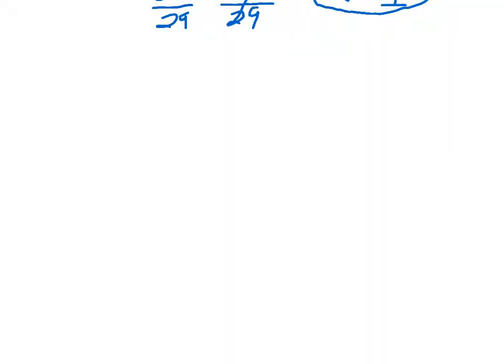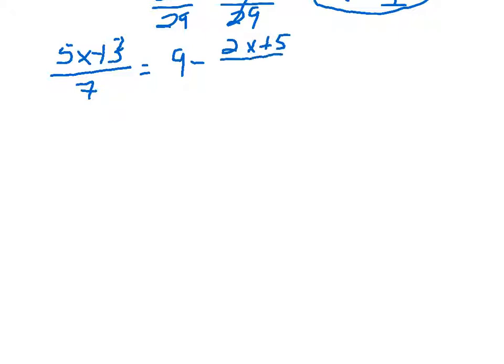All right, third example. Let's do 5x plus 3, all over 7, equals 9 minus 2x plus 5, all over 3. All right, same as before, the last two problems, we're going to look at the numbers on the bottom of our fractions. We have a 7 and we have a 3, so our magic number is going to be 21.